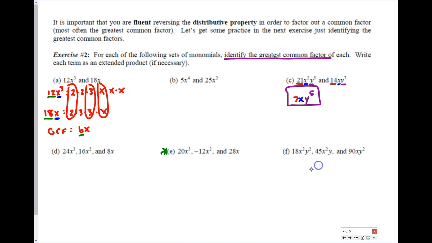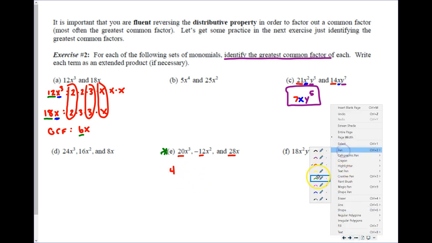So let's first start with the numbers. Between 20, 12, and 28, the GCF, I'm going to try 12 first because that's maybe the highest, but nope, 12 isn't going to 20. And then 6, because 6 is the next highest number that goes into 12. 6 doesn't go into 20 or 28. How about 4? Yep, 4 goes into all three, so that's got to be my GCF for the number.